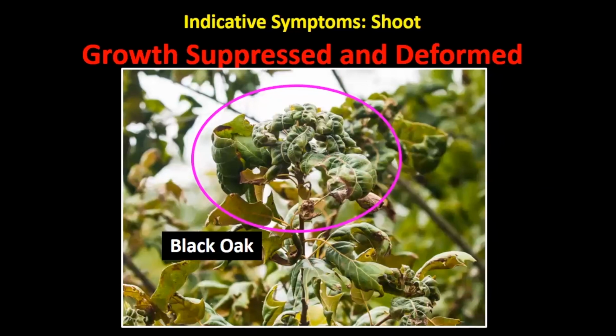Now, I've never seen this situation without the leaves themselves also being deformed. And so what you can see here is highly deformed leaves along with this growth suppression. So growth suppressed and deformed in a shoot. There's an example, and this is an example on oak, black oak.